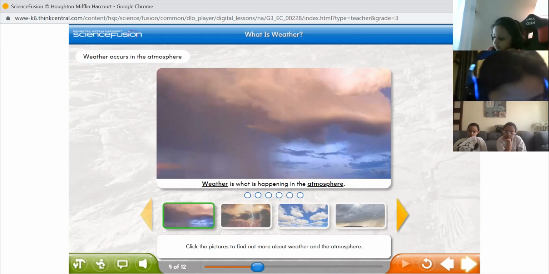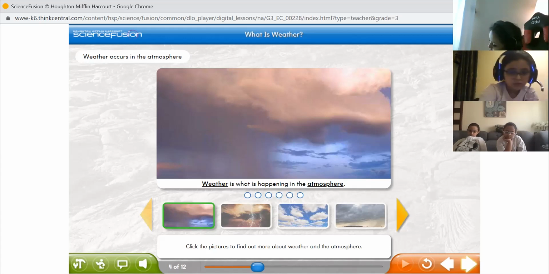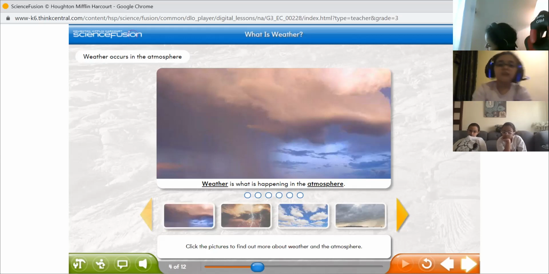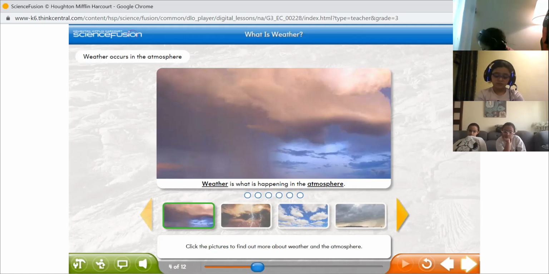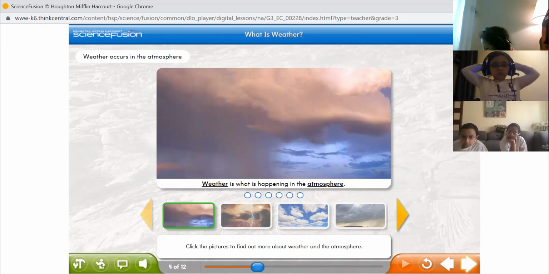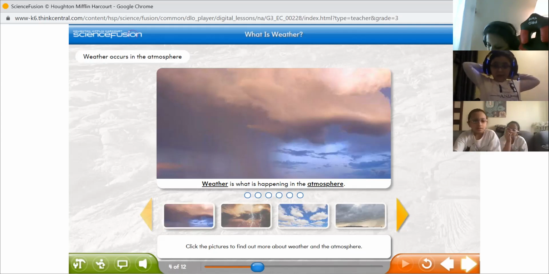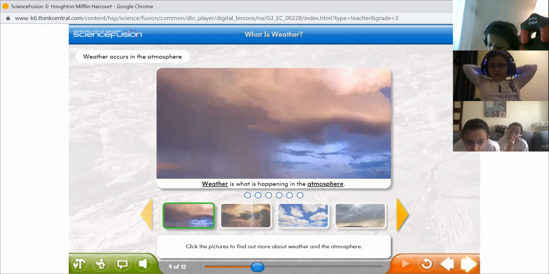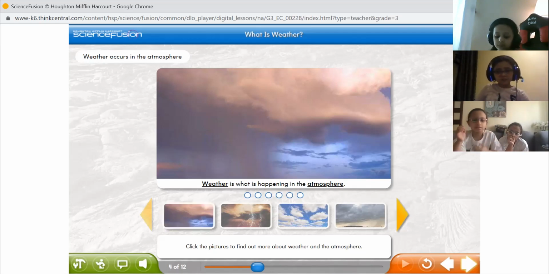Atmosphere is a mixture of... what's happening in the atmosphere is weather. Atmosphere is a mixture of gases that surround Earth. It's a layer that goes all around Earth, and it is full of chocolate? No, not chocolate. It is full of what? Rain? Mixture of what? The atmosphere is a mixture of, let's say, gases. Candy? No. Gases. Everyone, I want you to tell me, what's an atmosphere?